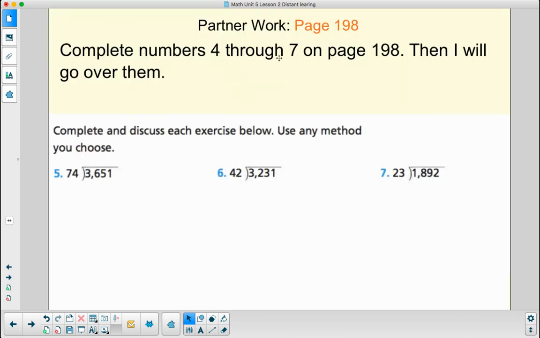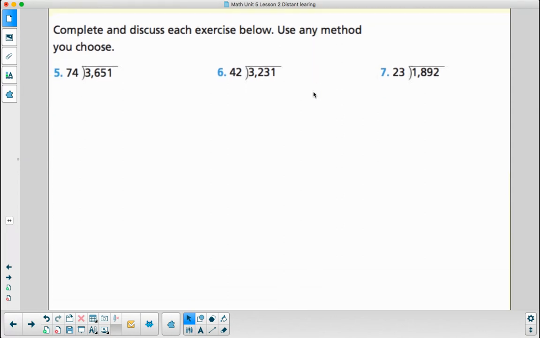Now, complete numbers 4 through 7 on page 199, and then I will go over them. So here's 4 through 7. Pause your computer, complete them, then unpause it, and I'd like to go through them with you. Welcome back. 74. What should I round 74 to?